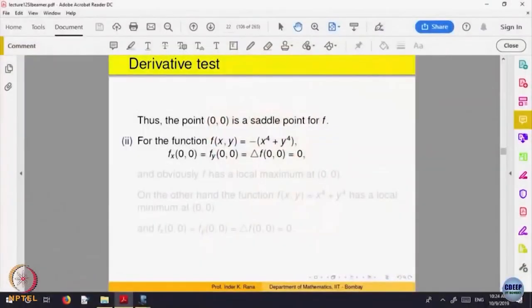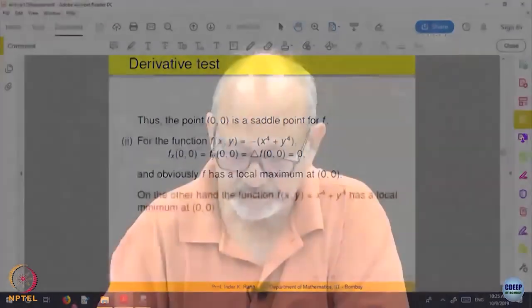So, this is an example of a function where the test fails, but the function has a local maximum at the point (0, 0). And if I invert, that means if I take x^4 y^4 without the negative sign, then again the discriminant will still be 0, right, but the function will have a local minimum at that point. So, the test may fail, but anything is possible. That is what this example is showing, okay, right.